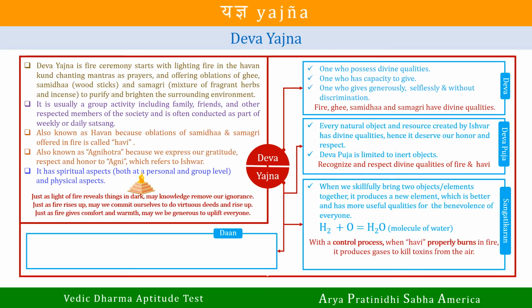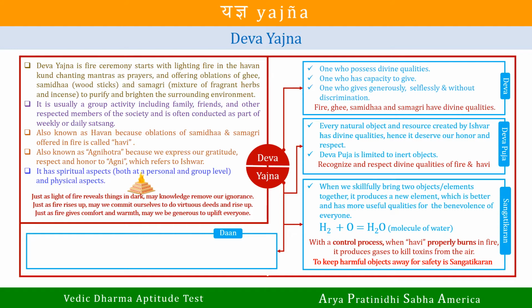Hence, with a controlled process, when Havi properly burns in fire, it produces gases to kill toxins from the air. This is Sangatikaran. Not only that, if keeping two objects away from each other is good for everyone, then doing so is also Sangatikaran. For example, you would add sugar to your tea, not salt. So keeping salt away from your tea is also Sangatikaran.